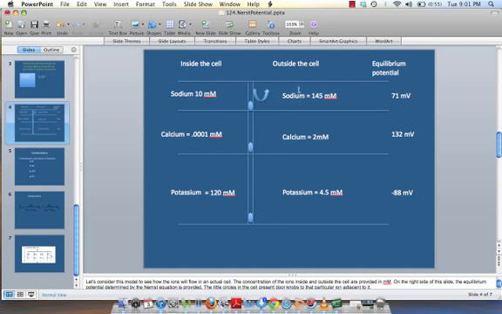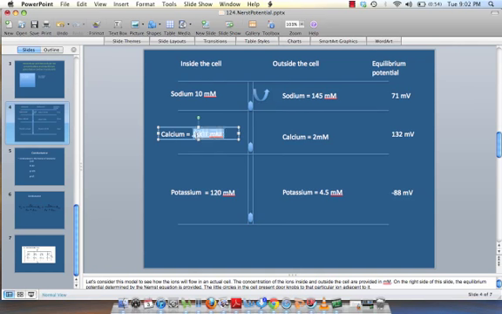If the cell were only made of sodium, and the concentration of sodium outside the cell was about 145 millimolar, but the sodium inside the cell was only 10 millimolar, then the equilibrium potential would be 71 millivolts. That means at 71 millivolts, there would be no net influx of sodium from the outside to the inside of the cell. The same goes for potassium. At negative 88 millivolts, there would be no net change in directionality of potassium from inside the cell to the outside of the cell. We've also thrown calcium in here.